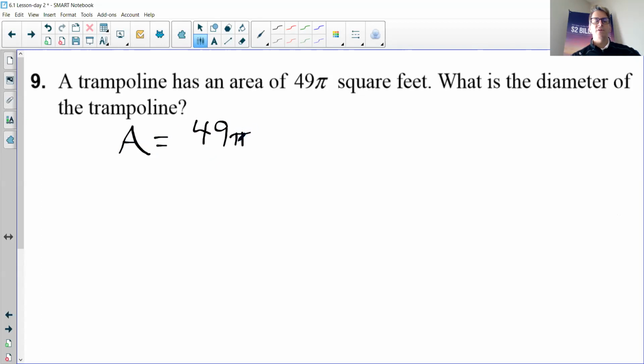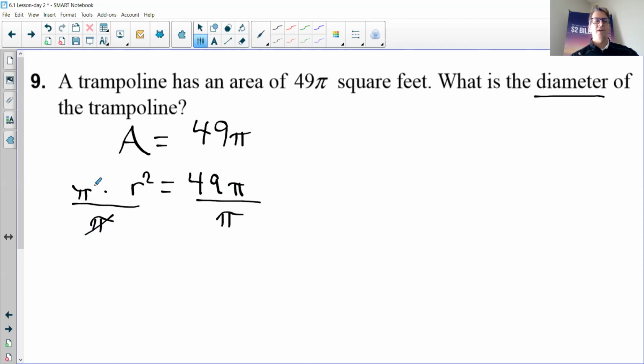So the area of a circle is pi times r squared. And that's equal to 49 pi. So we were told that the trampoline was 49 pi, and we are asking for the diameter. So if you can see how we divide by pi first on both sides, and you cancel those out, you end up with r squared, which is the radius squared, is equal to 49.